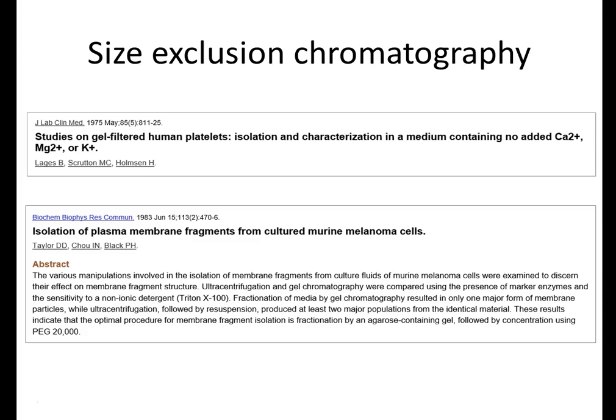Recently, an old method, size exclusion chromatography, has sort of regained new interest. This method has been used for 20, 30, maybe even 40 years to isolate platelets from human plasma. And this is just illustrated by the publication on top by Holmsen. This method was used because platelets were easily activated when they are centrifuged, but by using size exclusion chromatography this is not a problem.